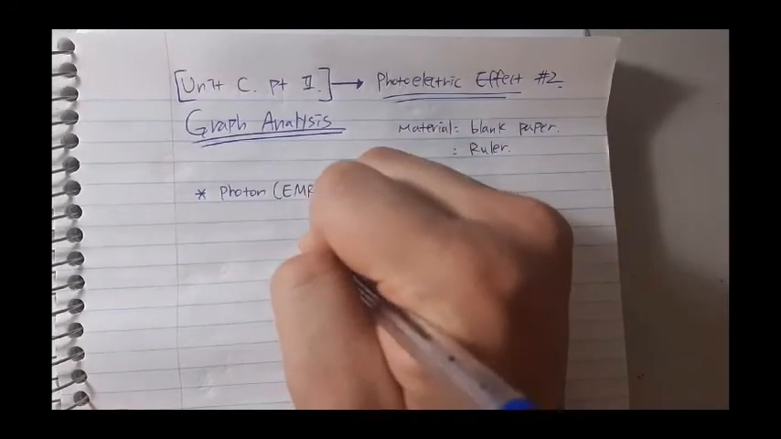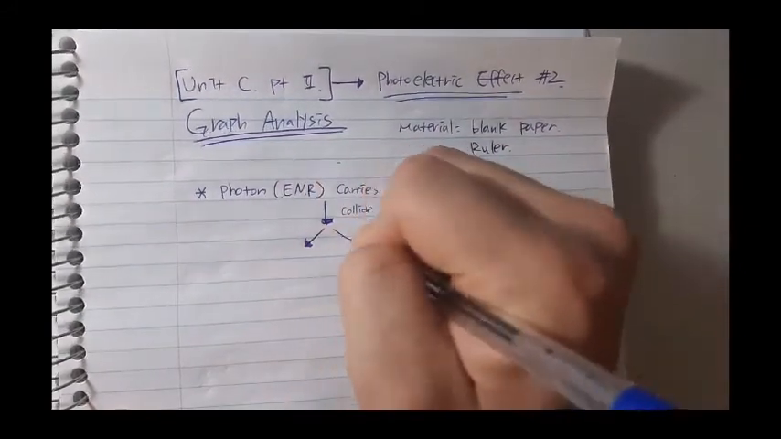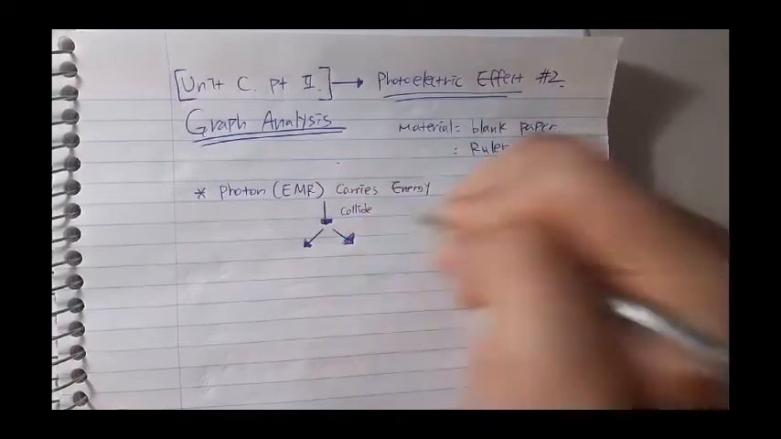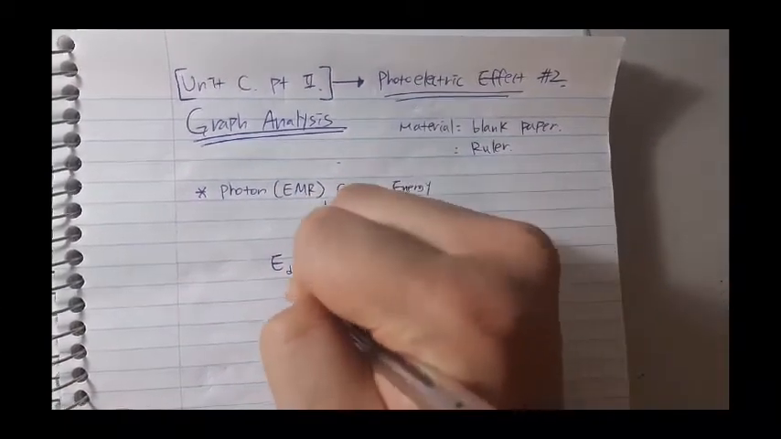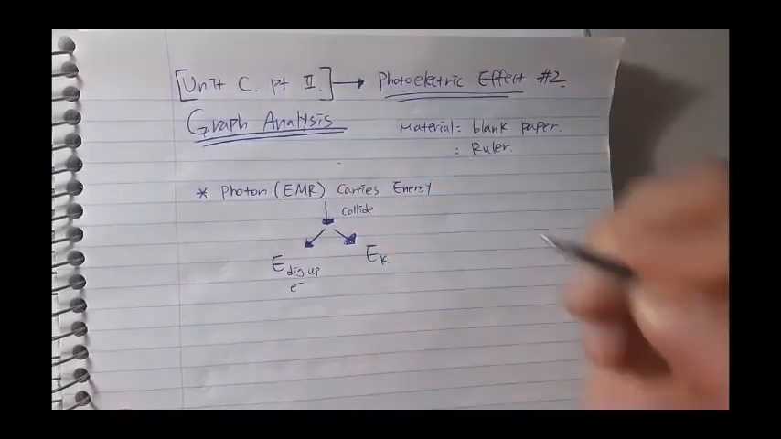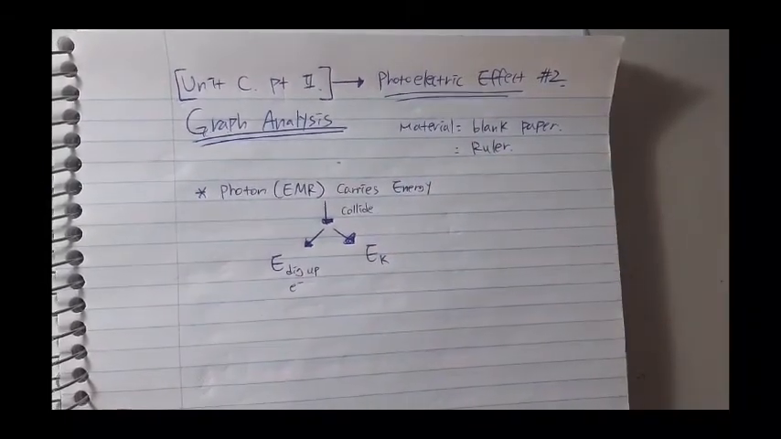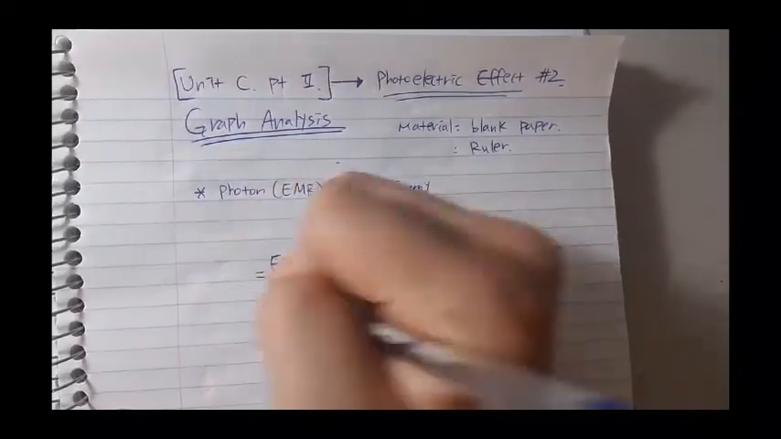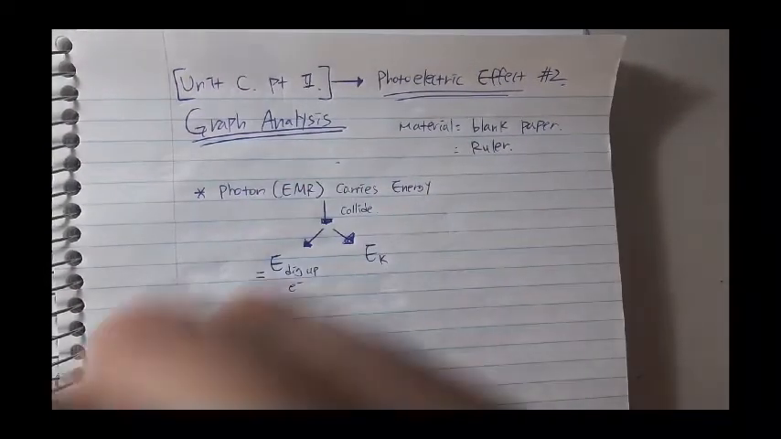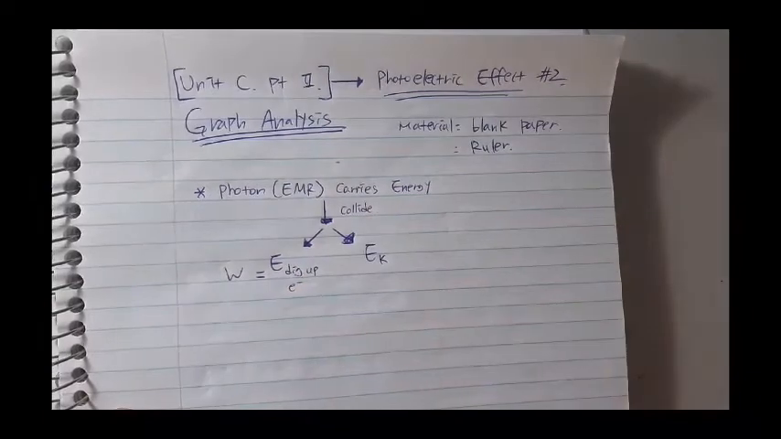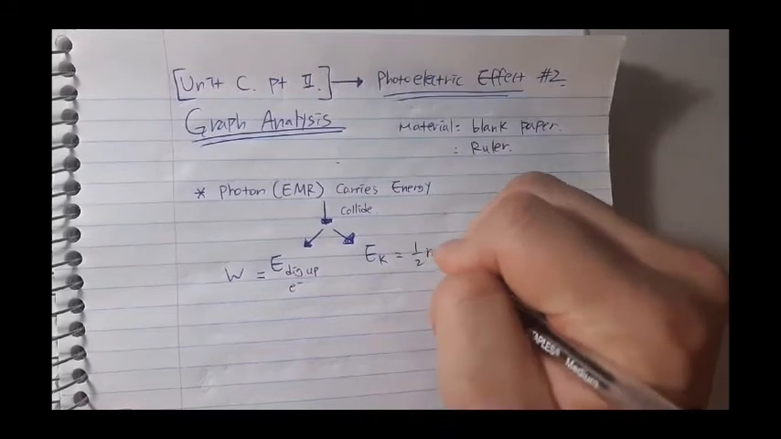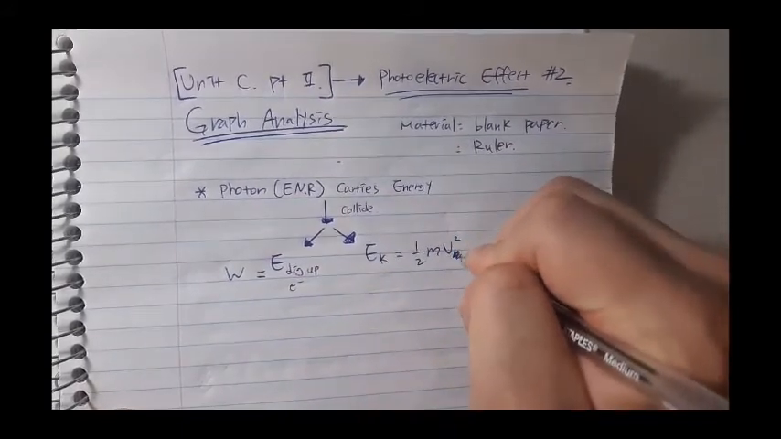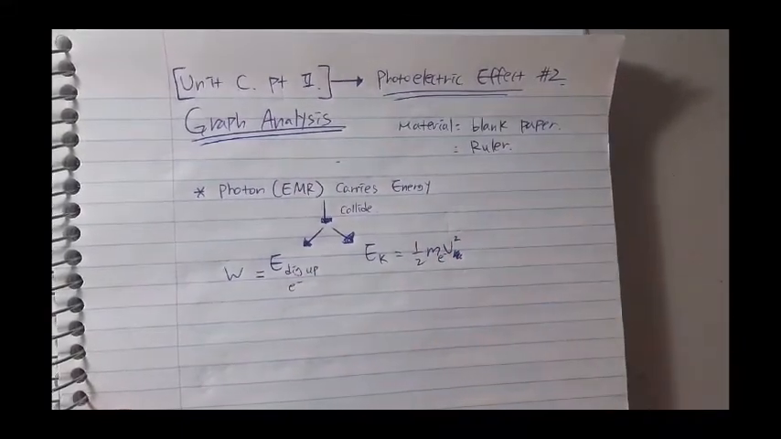But there are two different types of energy that you need to consider. Some of it is used to dig up an electron. Some of it is literally used to shoot the electron. The energy that is required to dig up an electron is known as the work function. It's a base energy. And kinetic energy is what we know, 1/2 mv squared.